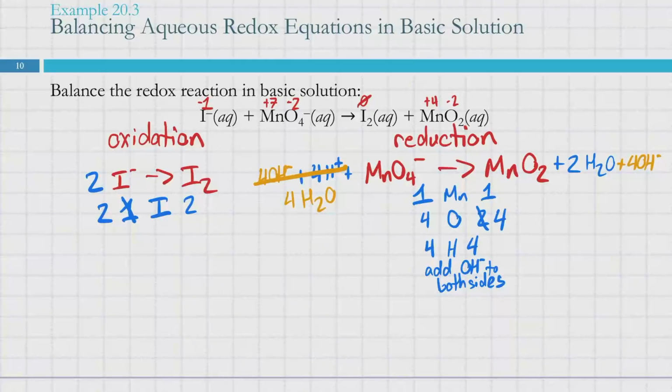Is everything balanced? There's one thing that's not balanced yet. Charge. So now we balance charge.